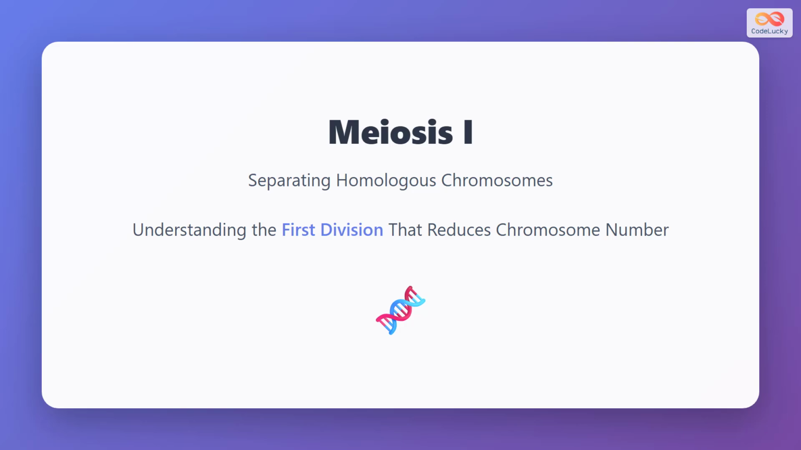Welcome to this lesson on Meiosis I, where we explore the process of separating homologous chromosomes. This is the first division in meiosis that plays a crucial role in reducing the chromosome number in cells. Understanding this process is fundamental to grasping how genetic diversity is created in sexually reproducing organisms.